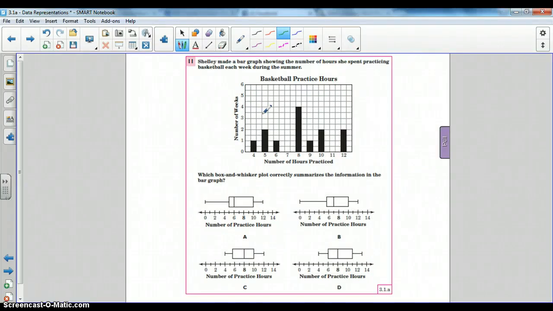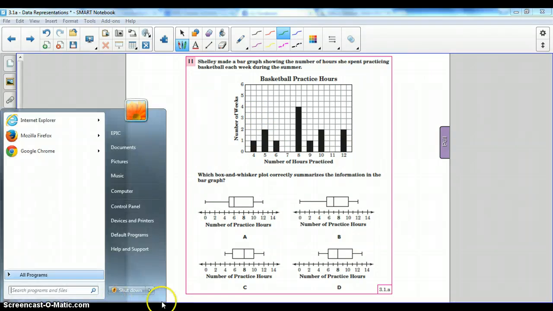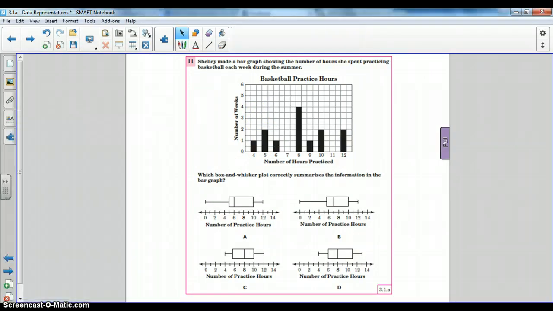Okay. Shelly made a bar graph showing the number of hours she spent practicing basketball each week during the summer. Which box and whisker plot correctly summarizes the information in the graph? So it's all about medians, middle number. Okay, we need to continue to remember median or middle number.